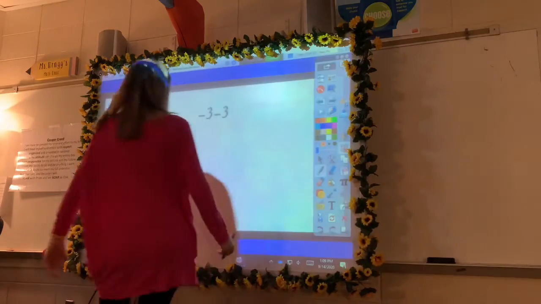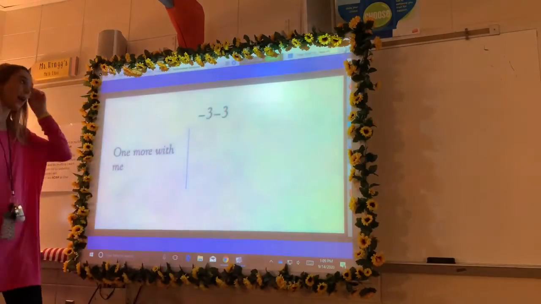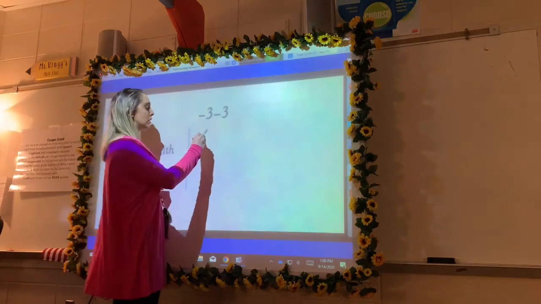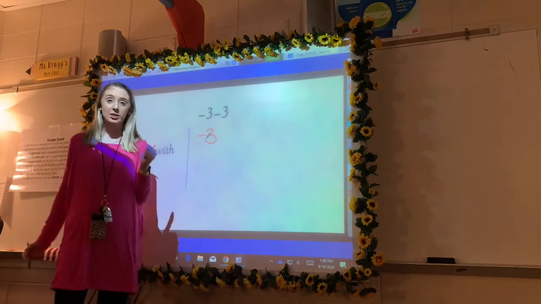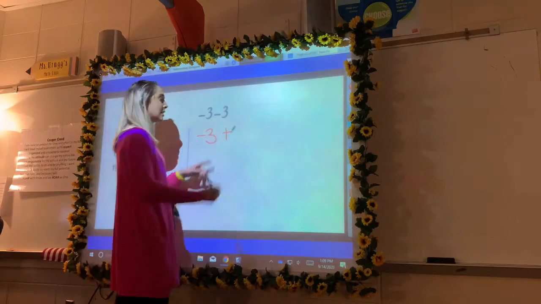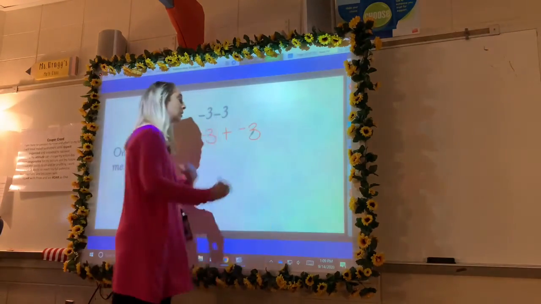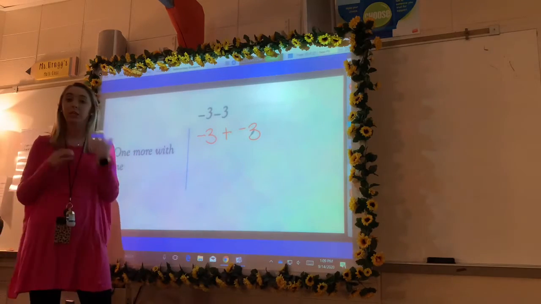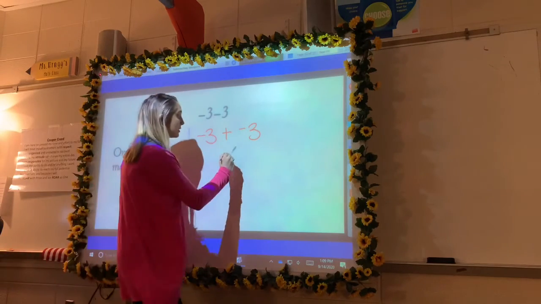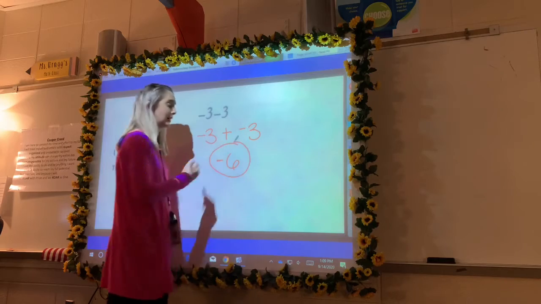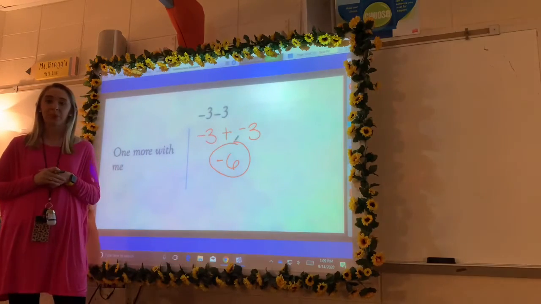Last example, one more with me, and then you can do 3 on your own at home. We have -3. We don't touch it. We want to change subtraction to addition. And then the opposite of +3 would be -3. Our signs are the same, so we can just add. So 3 plus 3 gives us 6, and we want to keep the sign. So we keep that negative sign, okay?